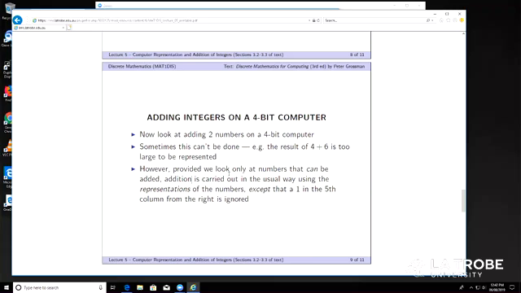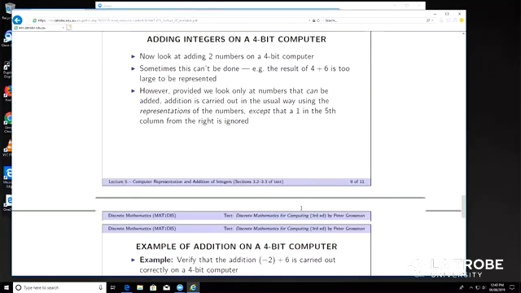So, however, provided we look only at numbers that can be added, addition is carried out in the usual way using the representation of numbers, except that a 1 in the 5th column from the right is ignored. If you add two numbers and you get a 1 in the 5th column, you simply ignore that.